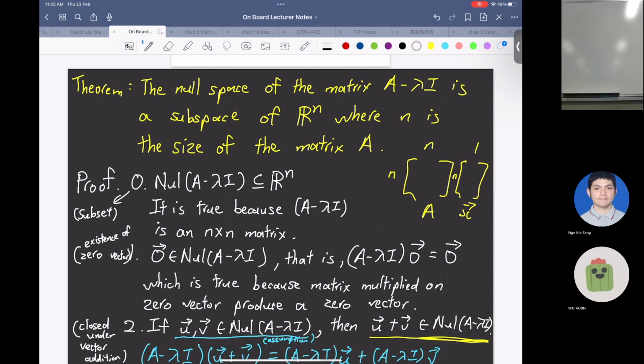For example, R2. Can you take all the points out? There are infinitely many points on the plane. But I tell you that I just need these two vectors. Every point can be expressed using these two vectors. I call it a basis. So we try to reduce something infinite into something finite. This is what we're trying.